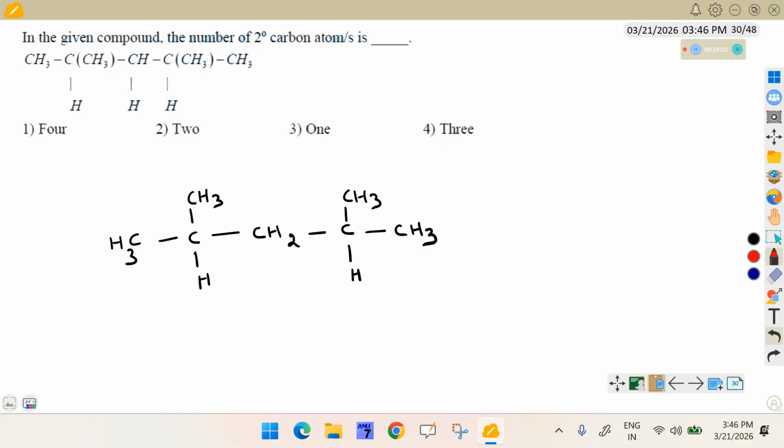In the given compound, find the number of 2-degree carbon atoms. If a carbon atom is directly attached to only one carbon, that is considered 1-degree carbon. A carbon atom directly attached to 3 other carbons is 3-degree carbon. A carbon atom directly attached to only 1 carbon is also 1-degree carbon. This carbon is directly attached to 2 other carbons, so this is 2-degree carbon. This carbon is directly attached to 3 other carbons, 3-degree carbon. This is 1-degree carbon. This is also 1-degree carbon. The question is the total number of 2-degree carbon atoms. Only one 2-degree carbon atom is present.